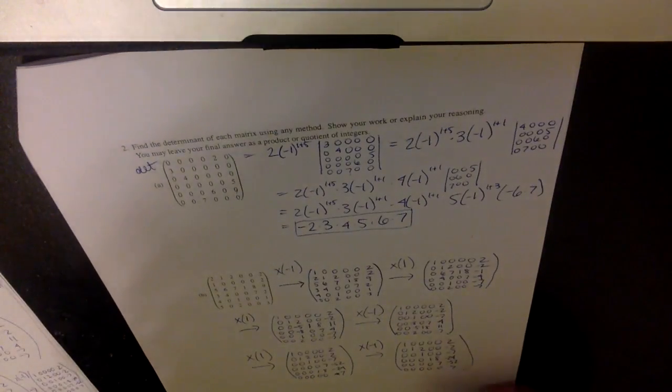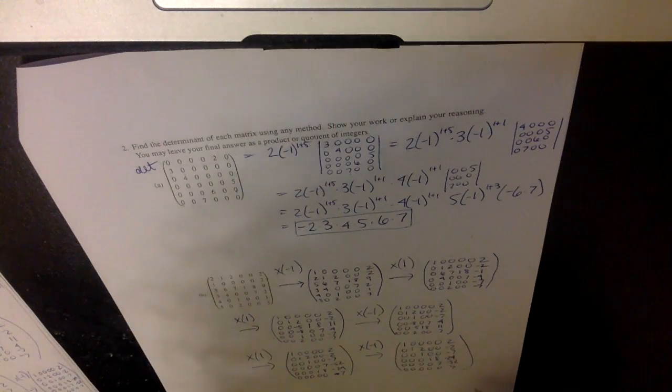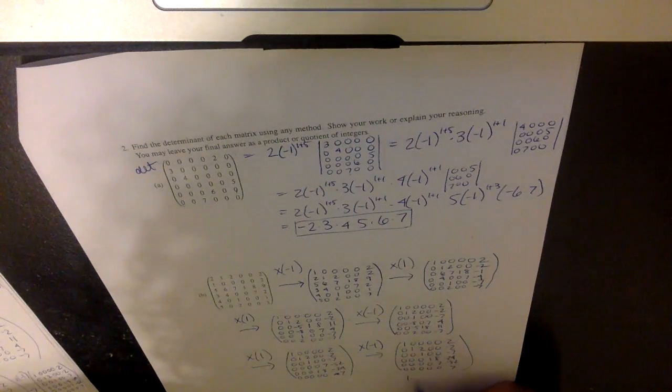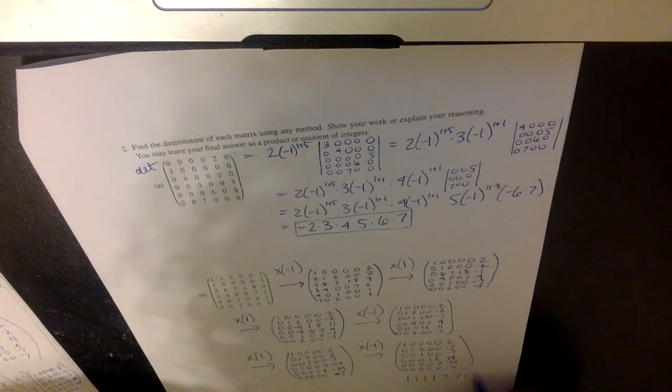So now we just want to check the determinant of this matrix. It's an upper triangular matrix, so to get the determinant, we just take the product of the entries on the diagonal, which is 1 times 1 times 1 times 1 times 7 times 7, which is 49.